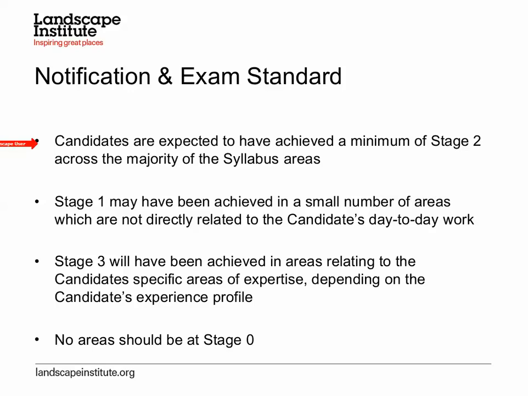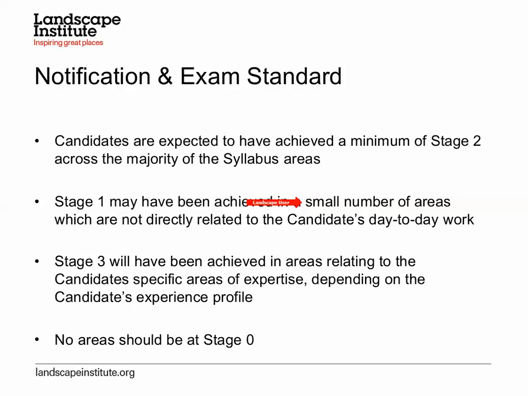So candidates are expected to have a minimum of stage 2 across the majority of the syllabus. We say majority, we don't give a percentage or a proportion. They may still have stage 1 in a small number of areas. Again, no number given, because this entirely depends on what the candidate is doing.